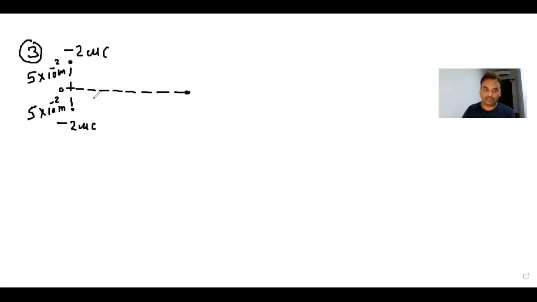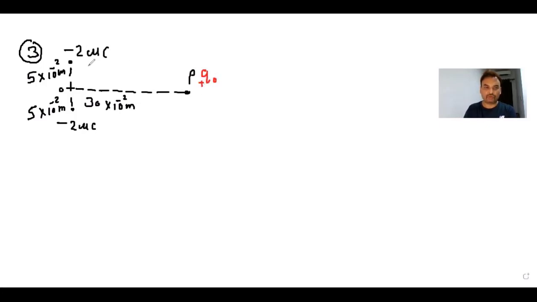This is the point P, and the distance of this point P is 30 multiplied by 10 to the power minus 2 meters. So we have to calculate the electric field at point P due to these two charges, right? So how to calculate? Now, if we place a test charge at point P, meaning we place a positive test charge at point P, so what will happen?